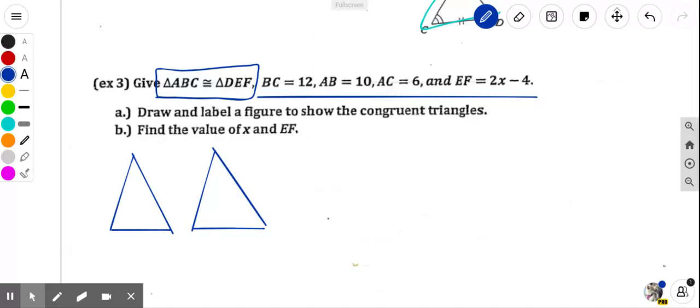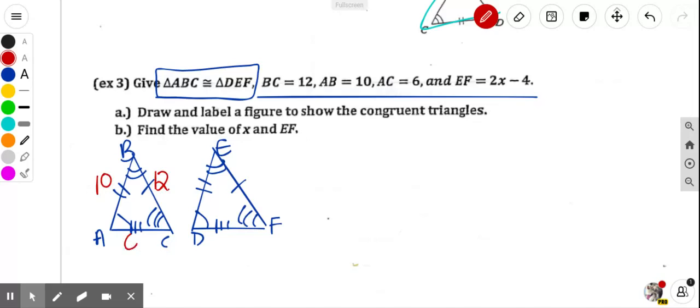Okay, so let's pretend that those are congruent. I tried my best. So you have ABC, and then D, E, F. So A and D are congruent because those are first, B and E, C and F. So then therefore this one and this one, this one and this one, this one and this one. And also label it with all the given information. So BC is 12, AB is 10, AC is 6, EF is 2x minus 4.